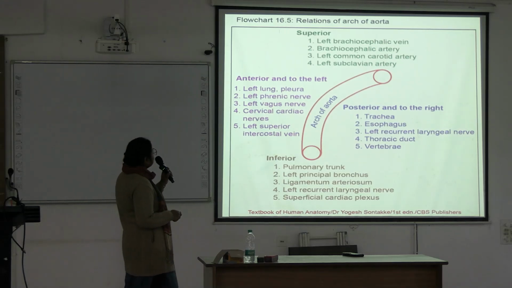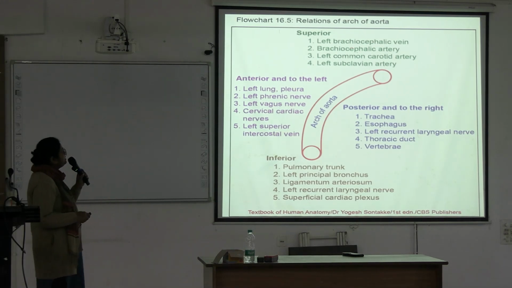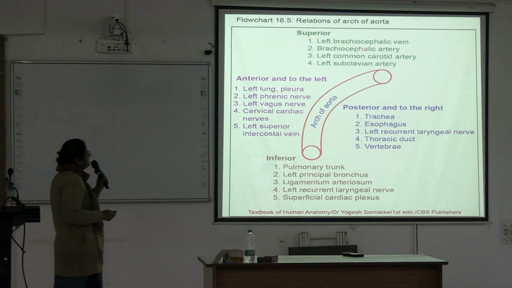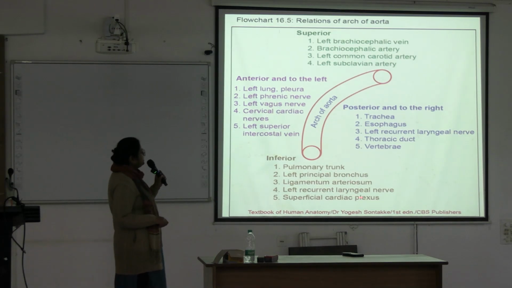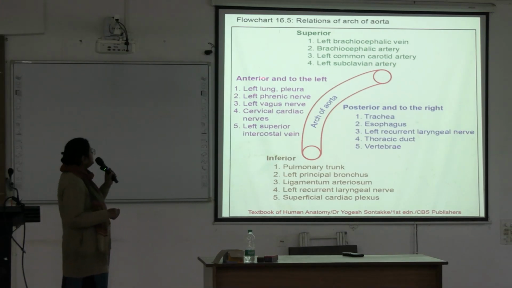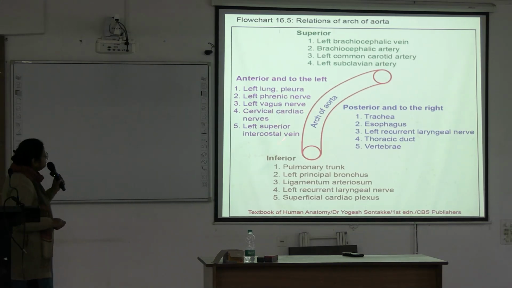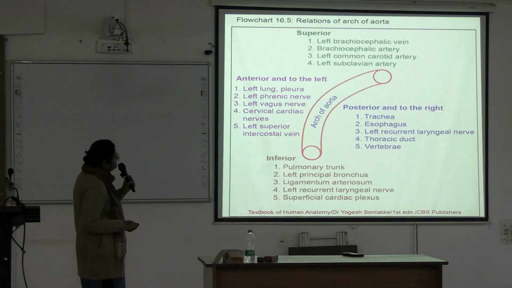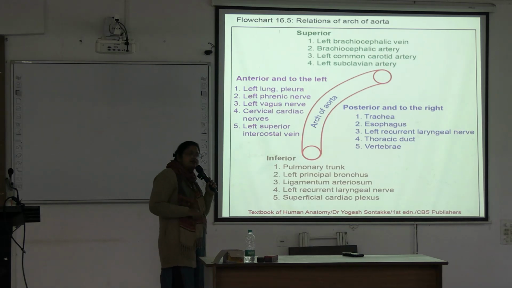Okay, so these are the different relations of the arch of aorta. Superior to it lies the left brachiocephalic vein, brachiocephalic artery, left common carotid artery, left subclavian artery. Inferiorly lies the pulmonary trunk, left principal bronchus, ligamentum arteriosum, left recurrent laryngeal nerve, superficial cardiac plexus. Anterior and to the left lies the left lung and pleura, left phrenic nerve, left vagus nerve, cervical cardiac nerves, left superior intercostal vein, and posterior and to the right lies the trachea, esophagus, left recurrent laryngeal nerve, thoracic duct, and the vertebra. Okay.